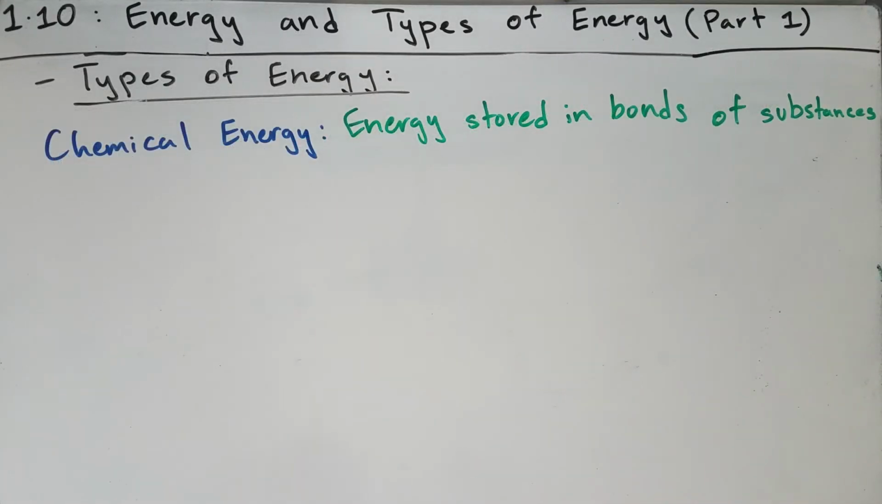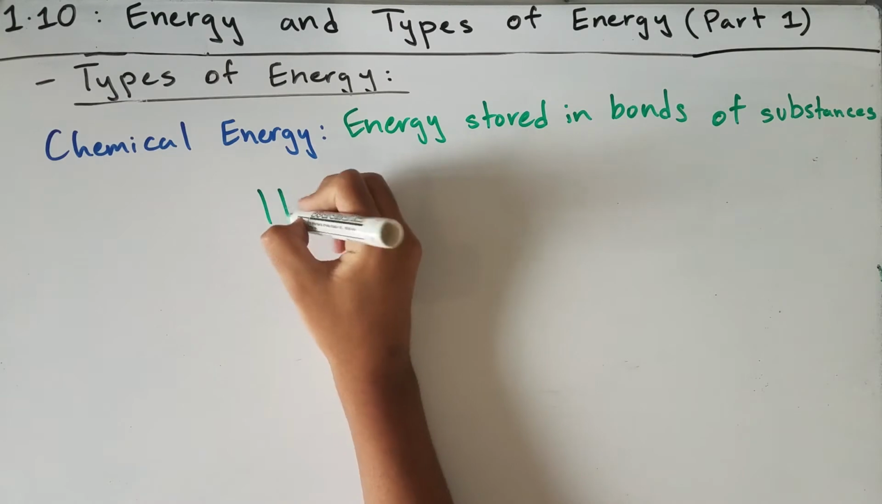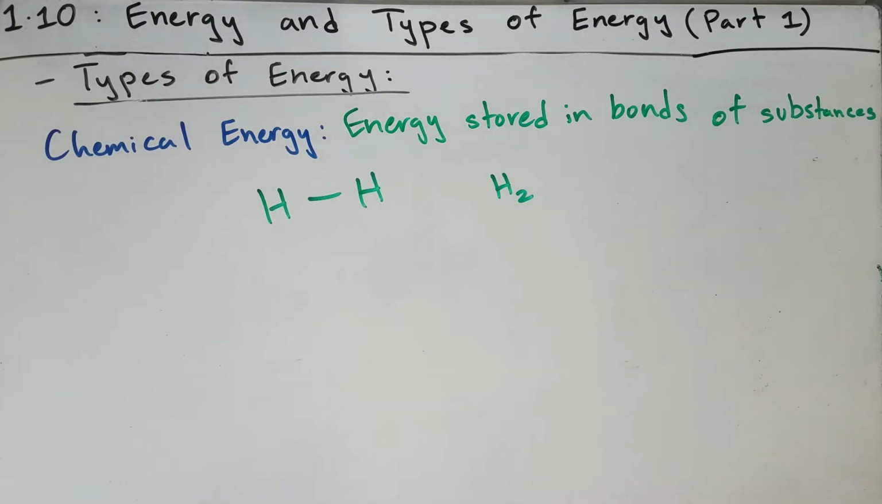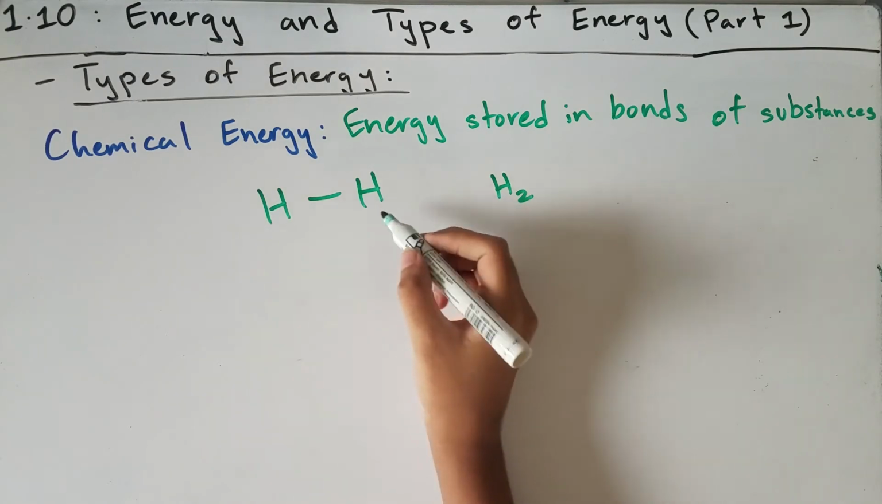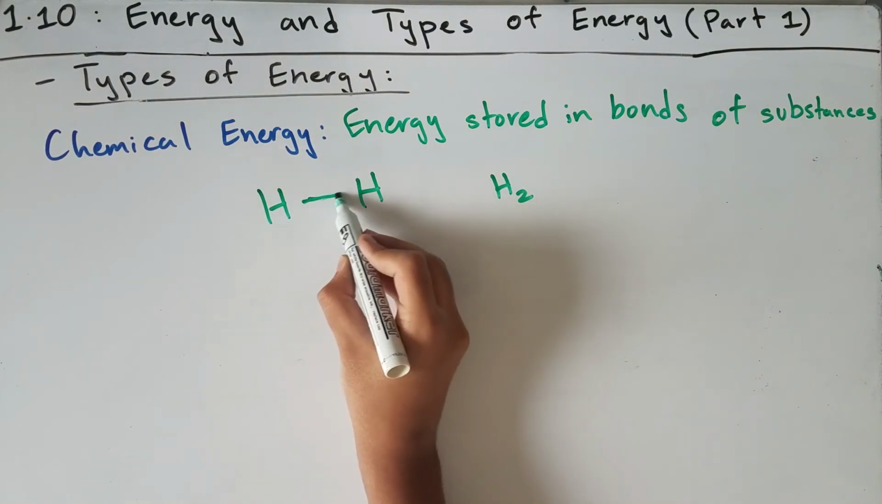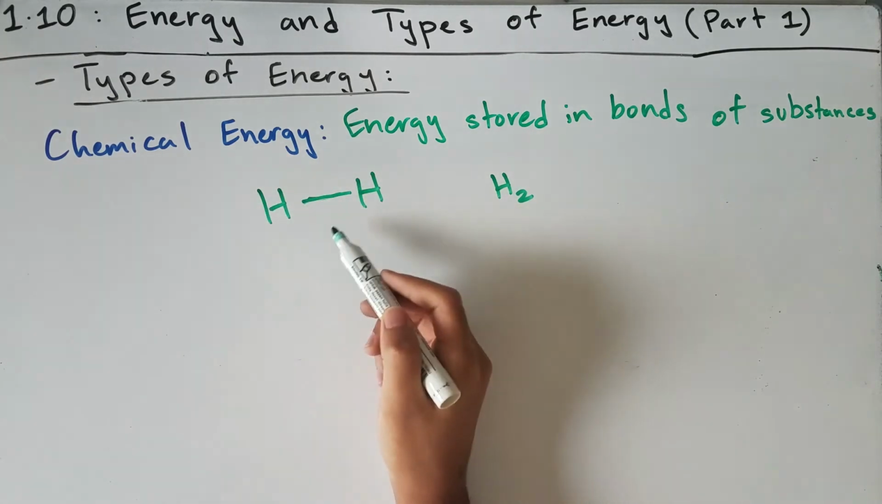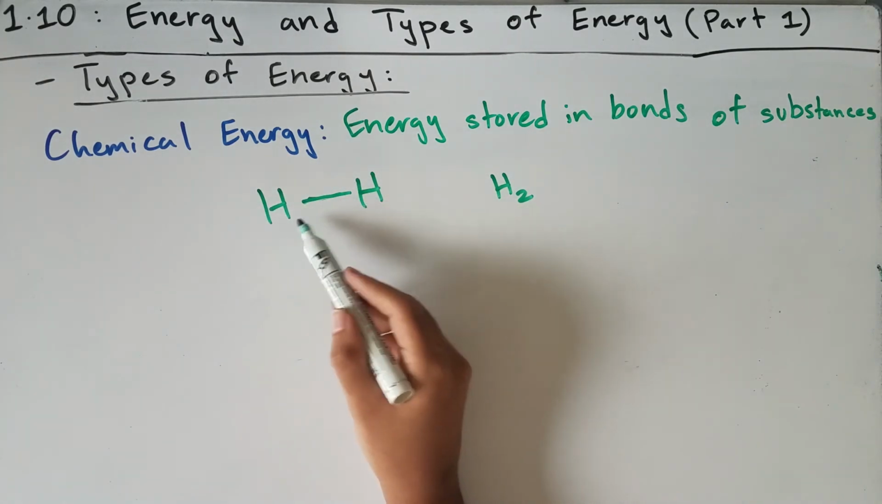Another type of energy is chemical energy, in which energy is stored in the bonds of substances. So let's say you had a hydrogen molecule, which is given by the formula H2, if you remember from chemistry. Well, to have this hydrogen atom bond with this hydrogen atom, we have a bond that is produced here to keep the two atoms together. And there's chemical energy that is present or stored in these bonds.